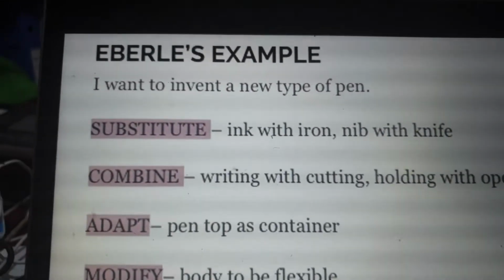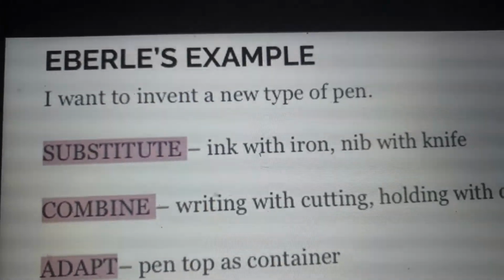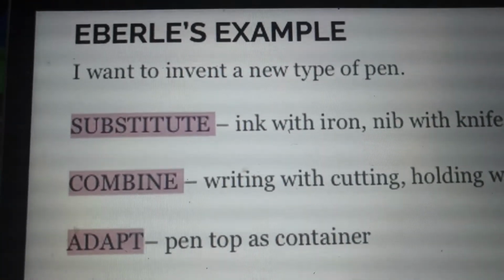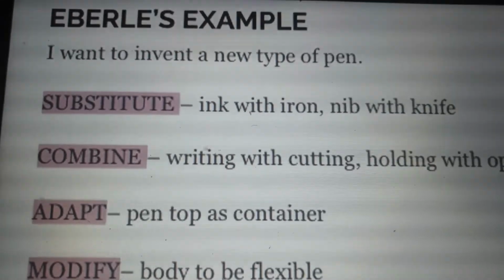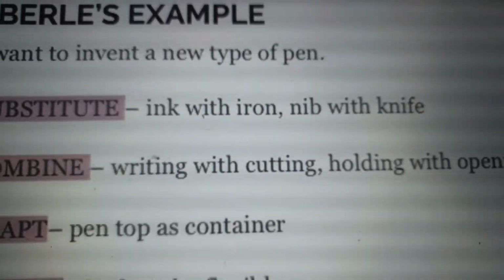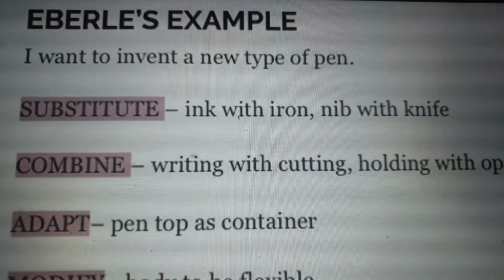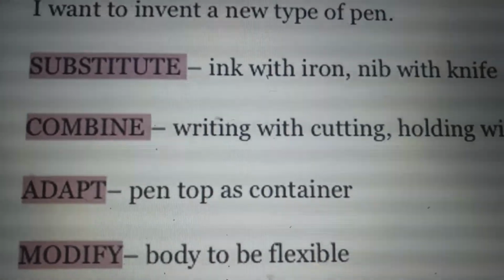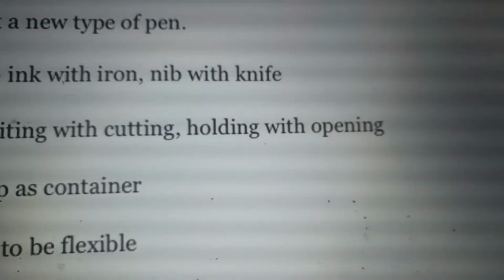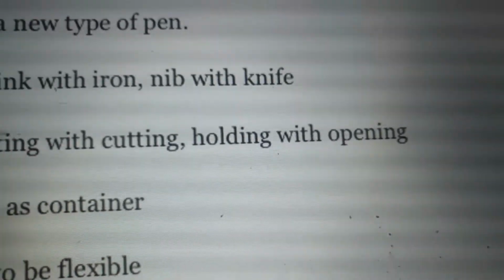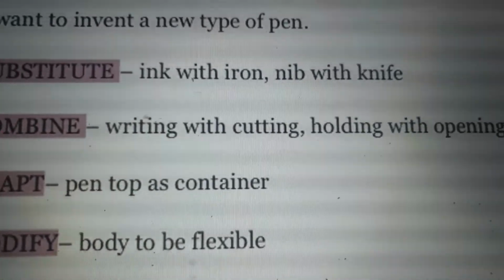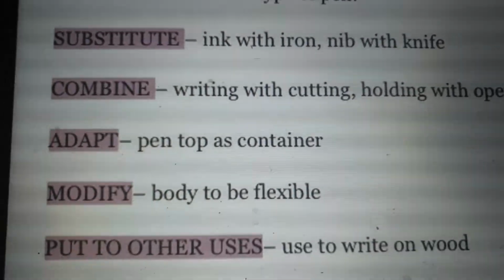We want to give an example of a pen. You want to invent a new type of pen. Think about it. Look, substitute ink with iron. Nib with knife. Can you think about it? Combine writing with cutting. Holding with opening. You make a pen so that it has a nib and a knife. You use it for writing, but also for cutting.